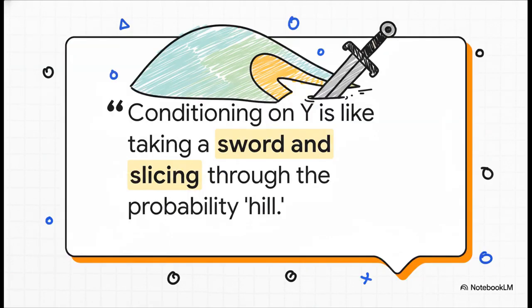I love this analogy. Just picture all of your probabilities as a big 3D hill. Conditioning on a fact, like knowing the student studied for 2 hours, is like taking a giant sword and, shink, slicing straight through that hill. The shape of that cut, that cross-section, that's your new, smaller, more focused world of probabilities.